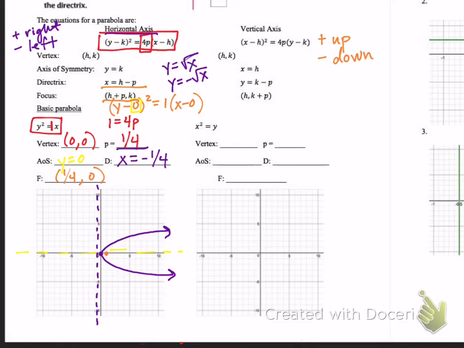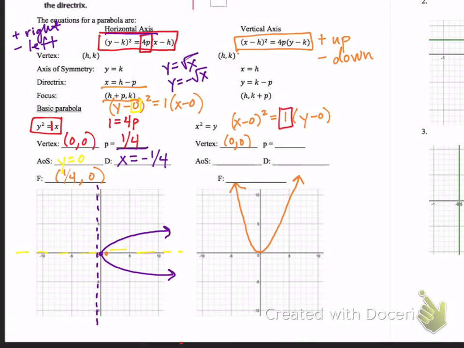So if I were to graph x squared, you can put that in your calculator, or I feel like we've done enough of these. We know it looks something like this. If I were to write this out matching the formula, it would be x minus 0, so x minus h squared equals 1 times y minus 0. This is just without any translation. So my vertex would be at (0, 0). 4p equals what? 4p equals 1, so my p would be 1/4.